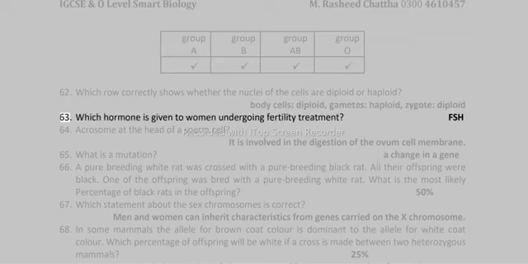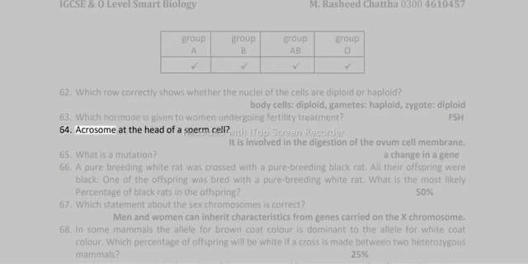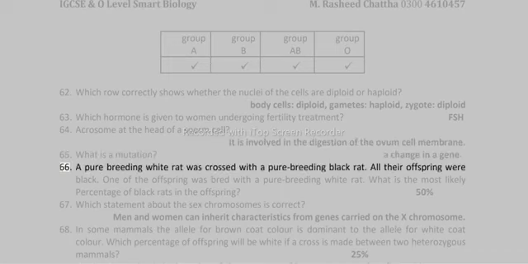63. Which hormone is given to women undergoing fertility treatment? FSH. 64. What is the role of the acrosome at the head of a sperm cell? It is involved in the digestion of the ovum cell membrane. 65. What is a mutation? A change in a gene.